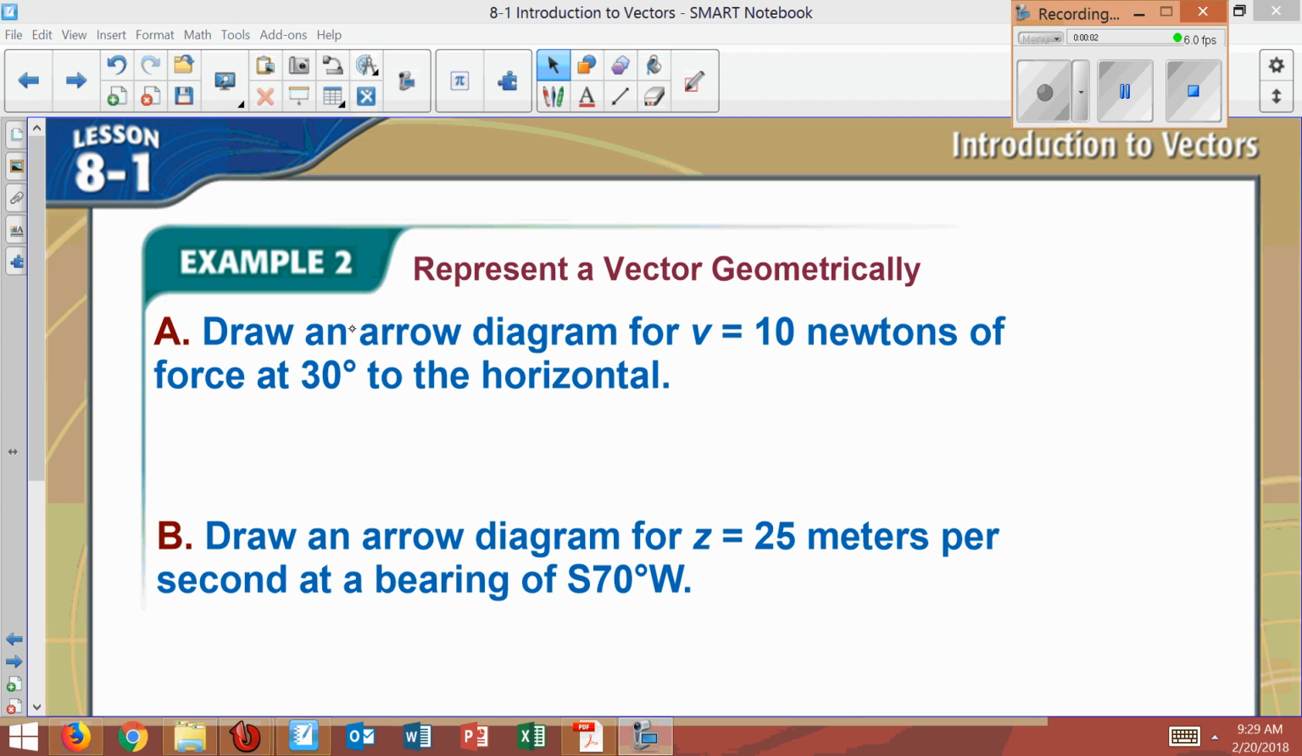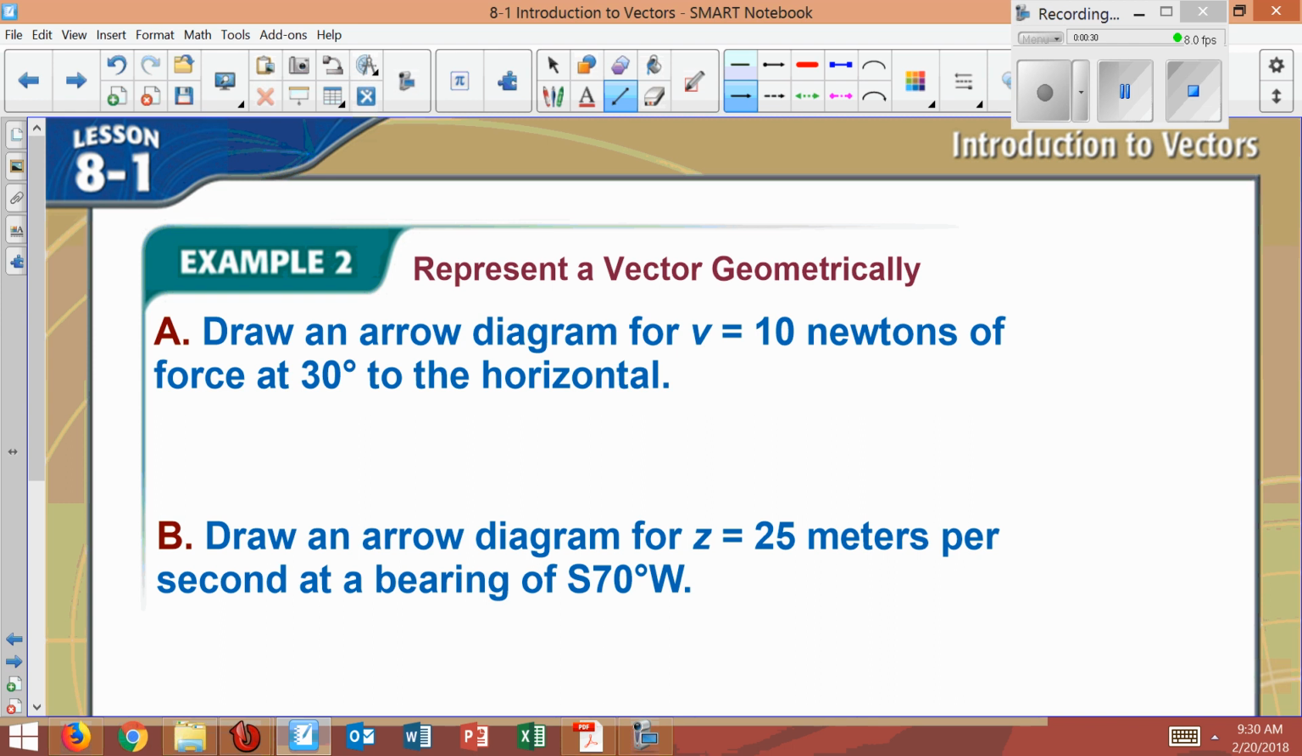Example 2, represent a vector geometrically. Part A says, draw an arrow diagram for V equaling 10 newtons of force at 30 degrees to the horizontal. Now, I'm going to point something out that I had to change here. Because I was writing in all bold, I couldn't symbolize this. Usually the way they write this is, it won't be in italics, but it'll be a bold letter. That's what usually symbolizes a vector. But either way, it has 10 newtons of force. That's kind of like your hypotenuse, and it says 30 degrees to the horizontal.